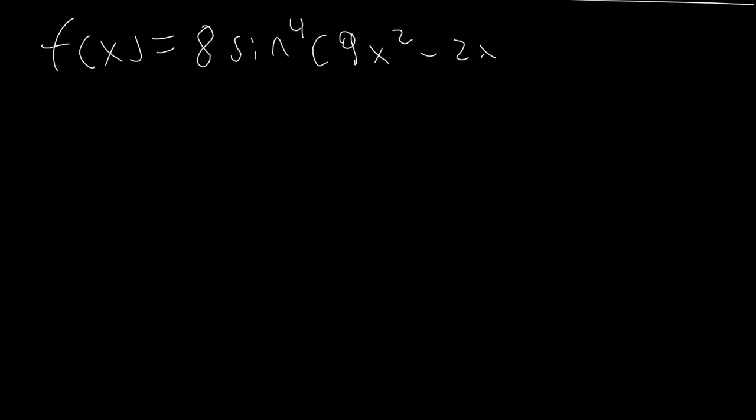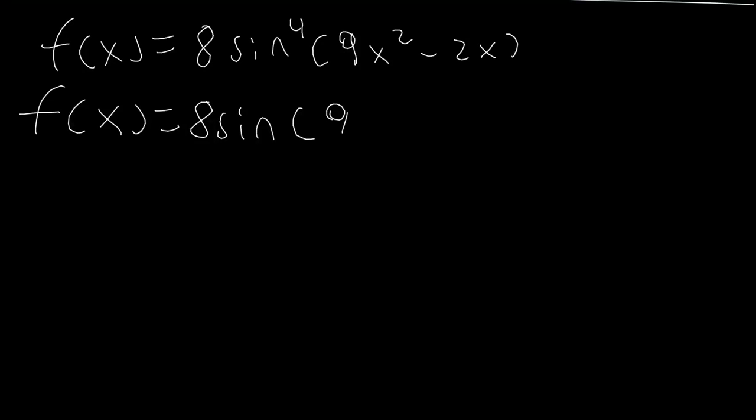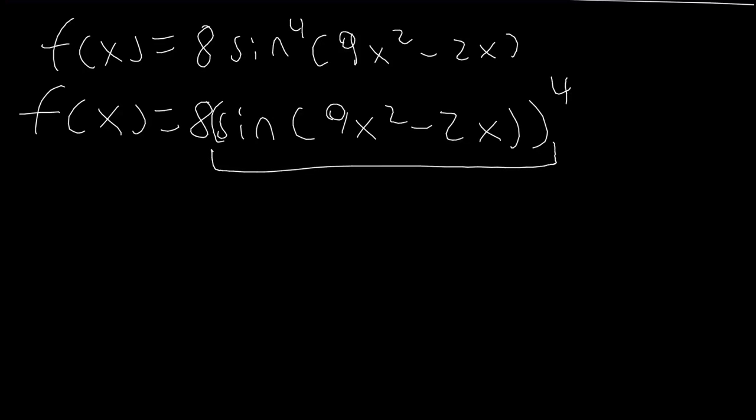So let's find the derivative when f of x equals 8 sine to the power of 4 of 9x squared minus 2x. So again, let's rewrite it. So f of x equals 8 sine of, let's put a parenthesis there, sorry, of 9x squared minus 2x to the power of 4. So this is going to be our inner function. So it's like 8u to the 4th.